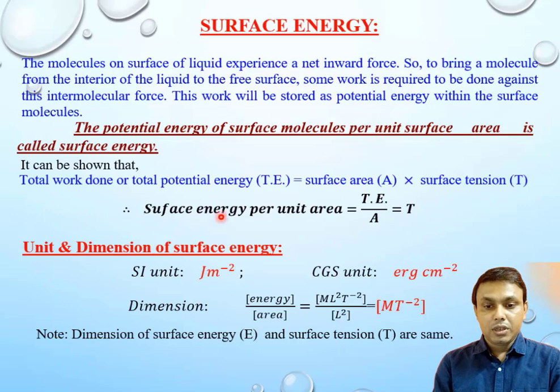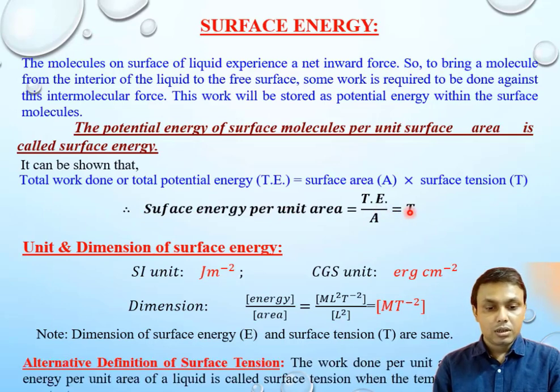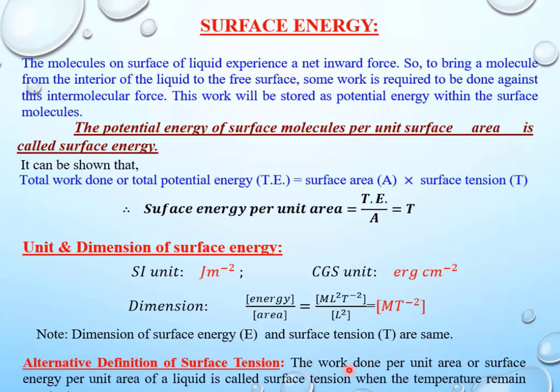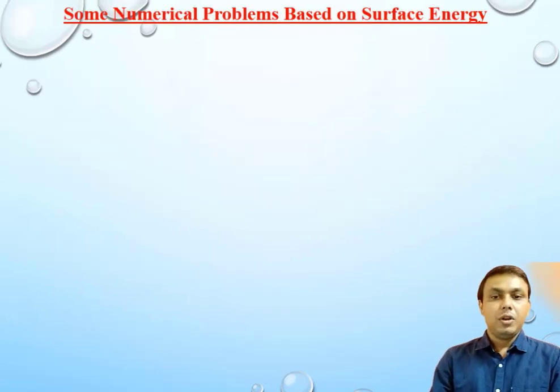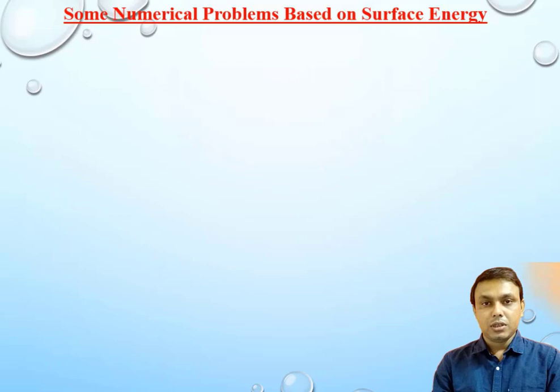Now from this expression we can define surface tension in another way. The work done per unit area or surface energy per unit area of a liquid is called surface tension when the temperature remains constant. Now some numerical problems based on surface energy.